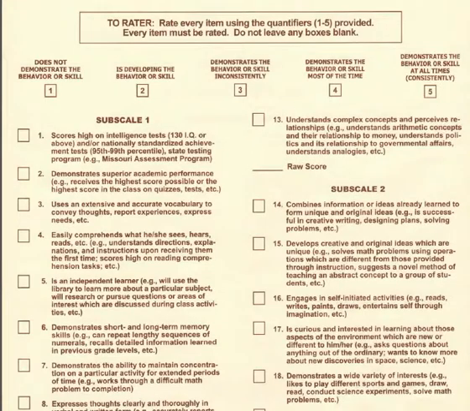The rating form looks like this. It has a scale up here at the top from 1 to 5. 1 representing does not demonstrate the behavior or skill. 2 is developing the behavior or skill. 3 demonstrates the behavior or skill inconsistently. 4 demonstrates the behavior or skill most of the time. Or 5 demonstrates the behavior or skill at all times consistently.